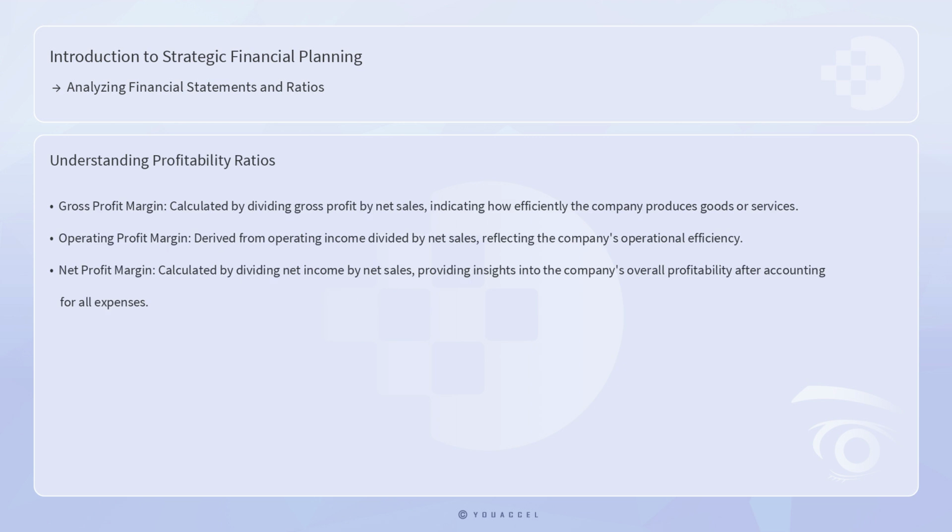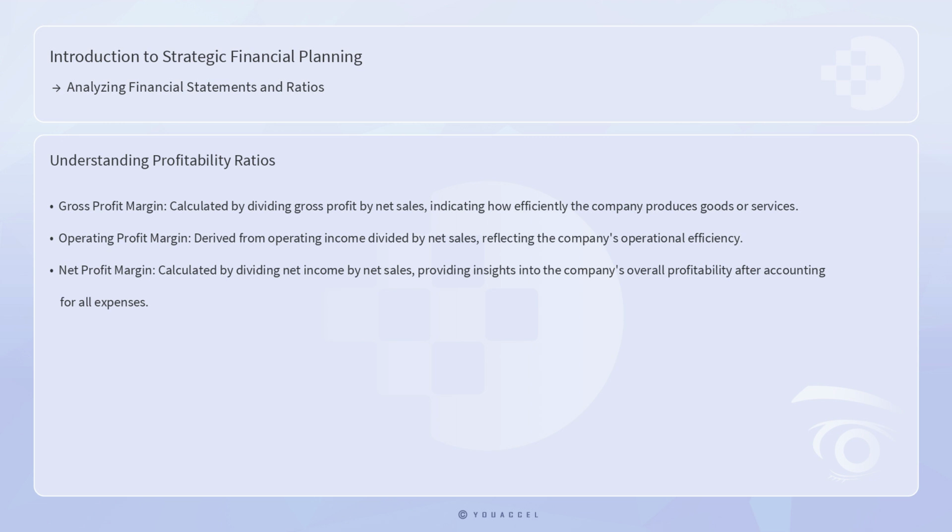Profitability ratios, including the gross profit margin, operating profit margin, and net profit margin, measure the company's ability to generate profit relative to its sales. The gross profit margin is calculated by dividing gross profit by net sales, indicating how efficiently the company produces goods or services. The operating profit margin, derived from operating income divided by net sales, reflects the company's operational efficiency.